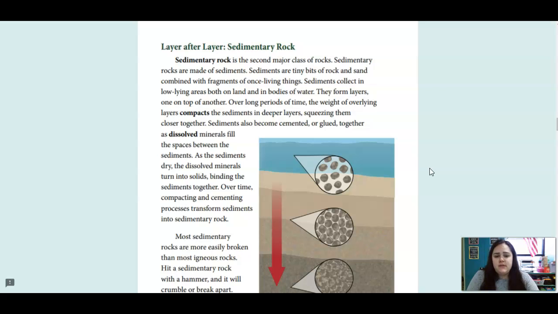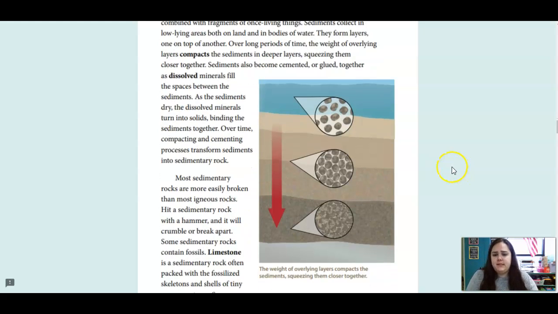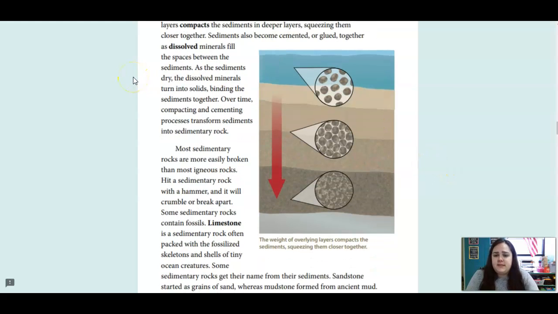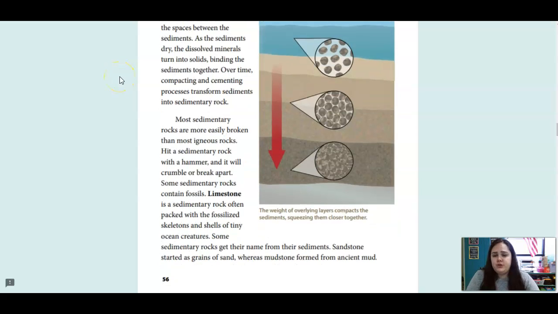Over long periods of time, the weight of overlying layers compacts the sediments into deeper layers, squeezing them closer together. Sediments also become cemented or glued together as dissolved minerals fill the spaces between the sediments. As the sediments dry, the dissolved minerals turn into solids, binding the sediments together. Over time, compacting and cementing processes transform sediments into sedimentary rock.